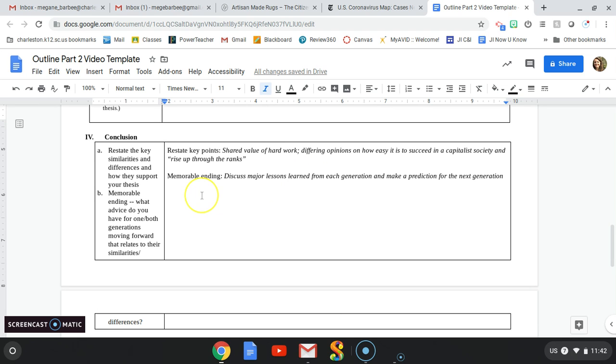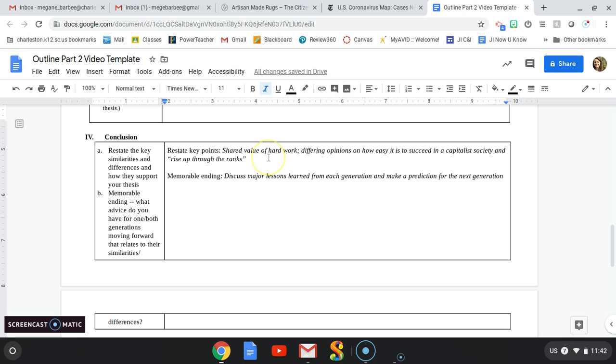So really quickly, your conclusion is straightforward. You're always doing two things in a conclusion. You're restating the key points that you made, which in the case of this essay are the main similarity and the main difference between your two generations that you interviewed and how that supports your thesis. And then you're ending in a memorable way.